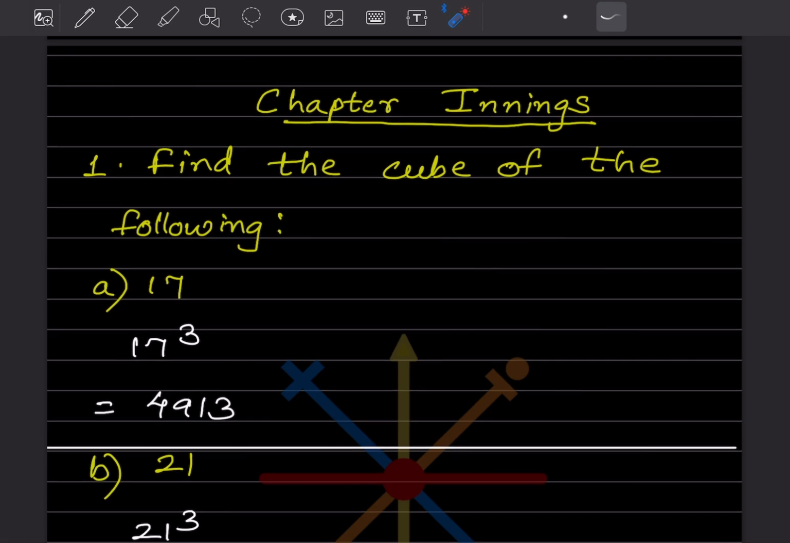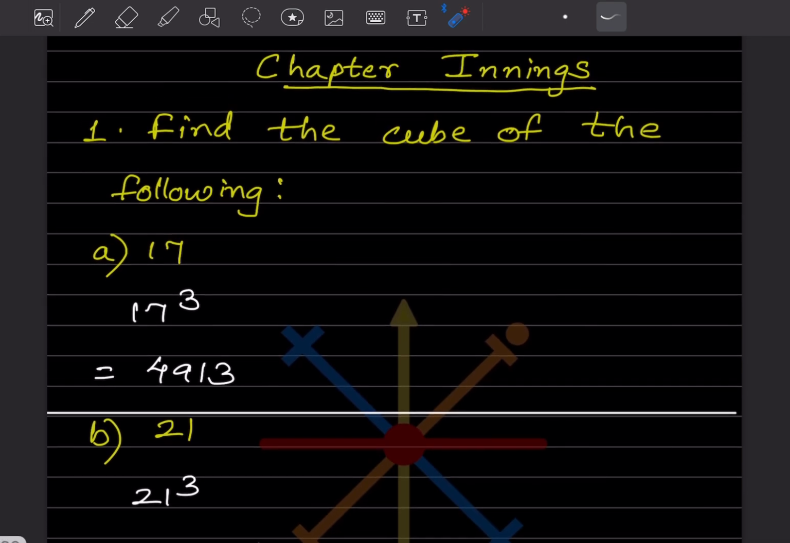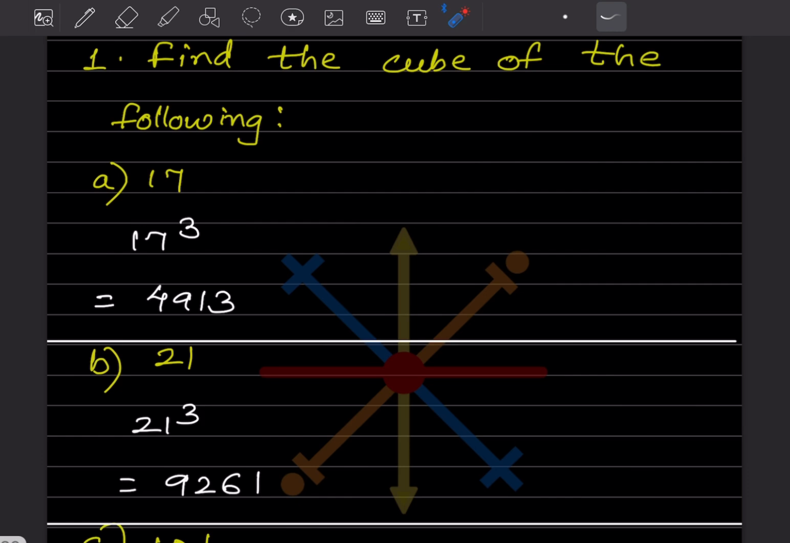Here, find the cube of the following. They have said you have to find the cube of the following, not the cube root. This is very important. Now see, a cube means you take 17 into 17 into 17, three times. When you multiply, we get 4913. Just to save your time, I have already multiplied before, so you can multiply and check the answer.